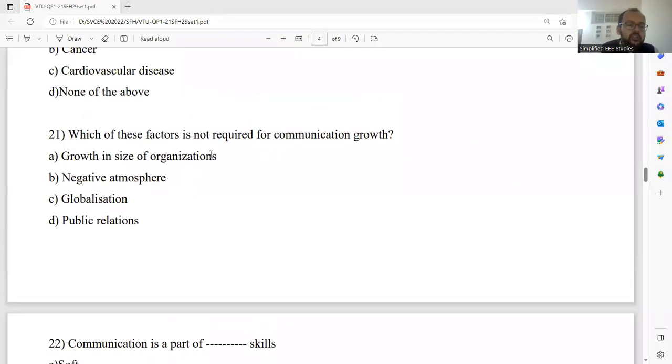So kindly go through question number 21. Which of the factors is not required for communication growth? Growth in size of organization, negative atmosphere, globalization, public relation. So which of the factors is not required? Please underline not required. So which would be the right answer? Obviously we can use our common knowledge, that is negative atmosphere. It is not required actually. Correct, no? Going further.